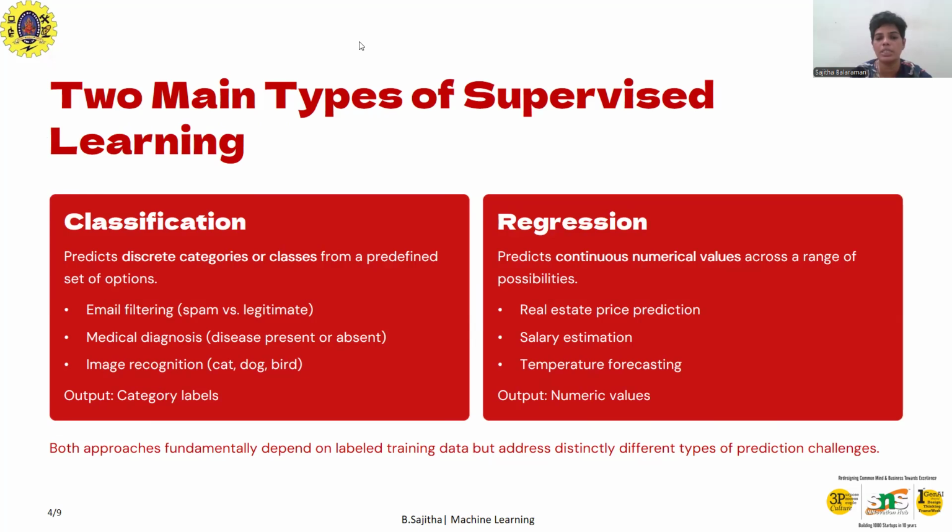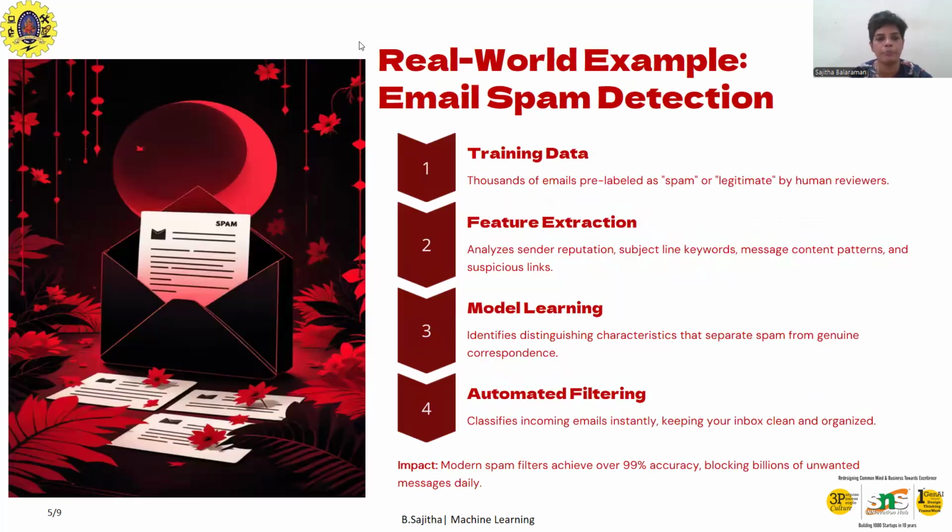And regression means the values which are going to be predicted, that is, a range of possibilities. Say for instance, real estate price prediction, salary estimation, and temperature forecasting. All these fall under the regression type.